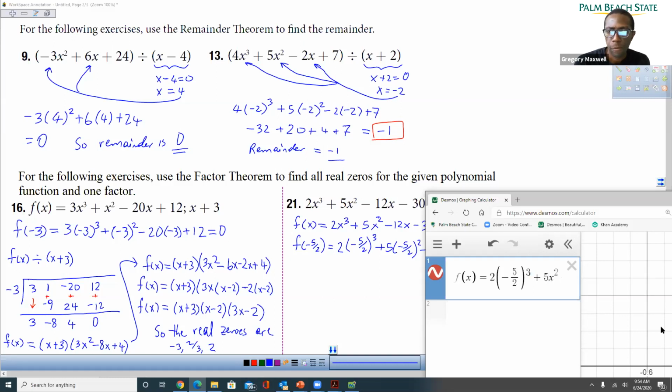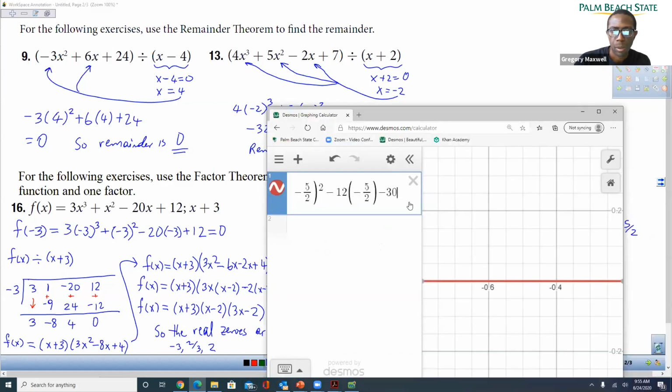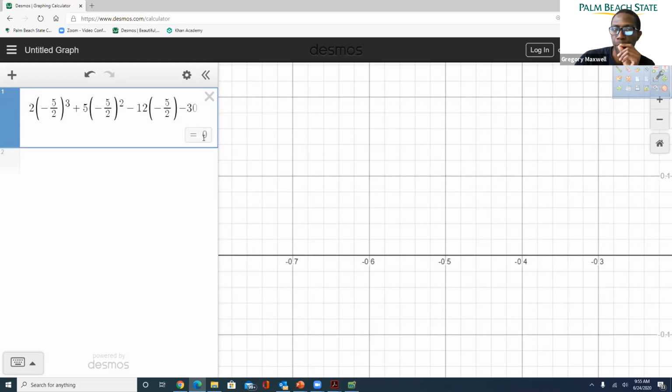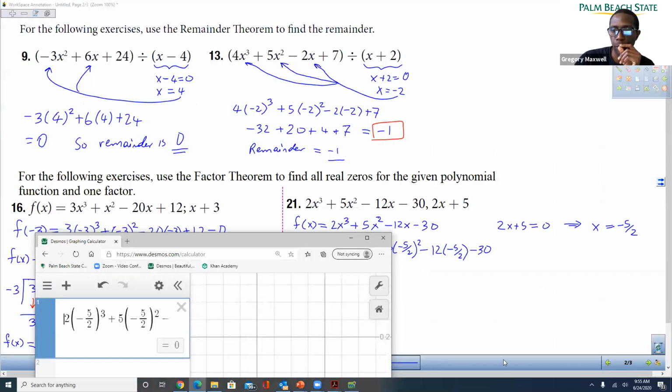plus 5 times negative 5/2 squared minus 12 times negative 5 halves minus 30. Answer is 0. There we go. So we know that it works.